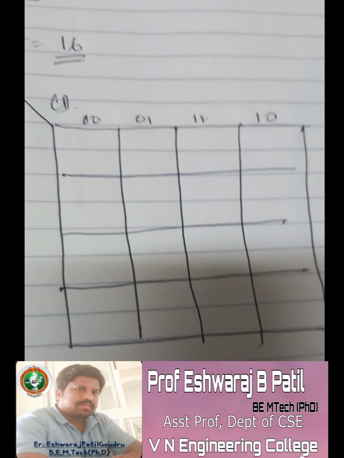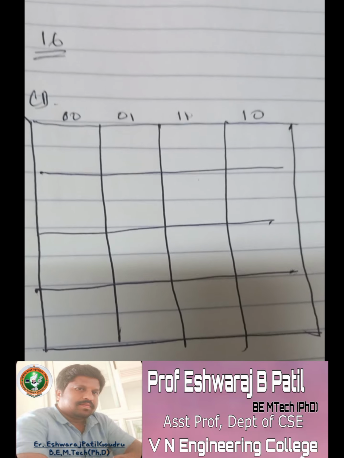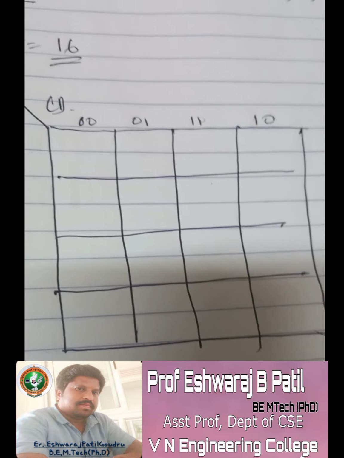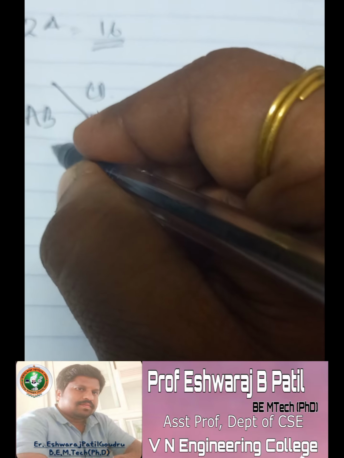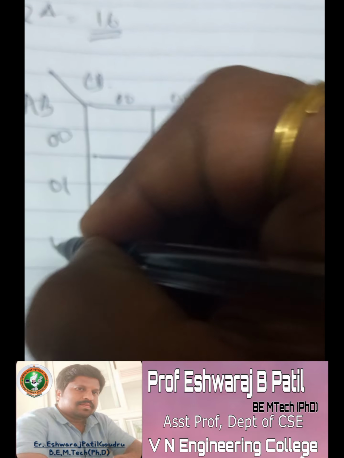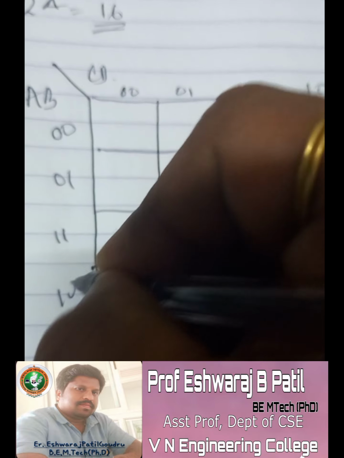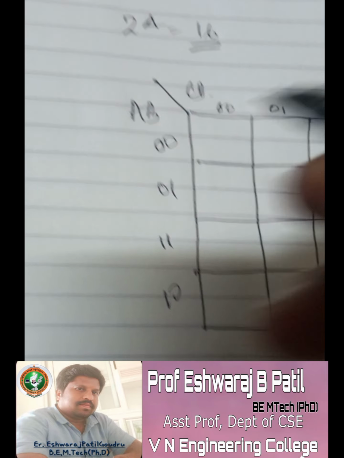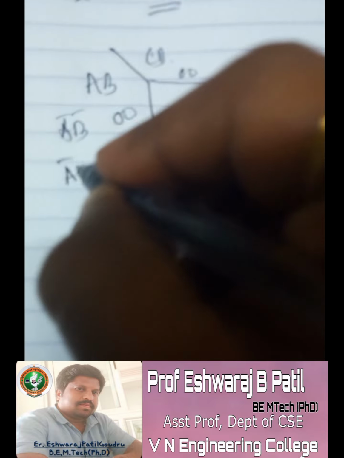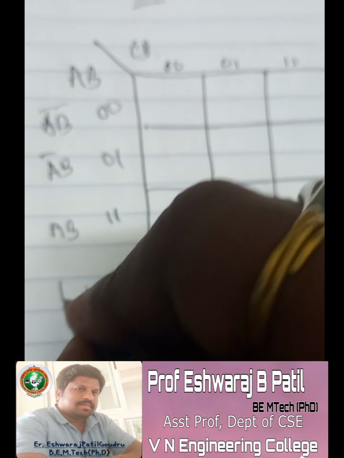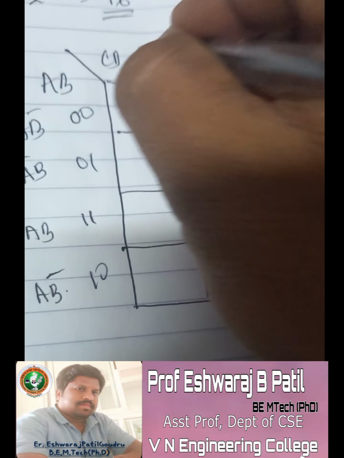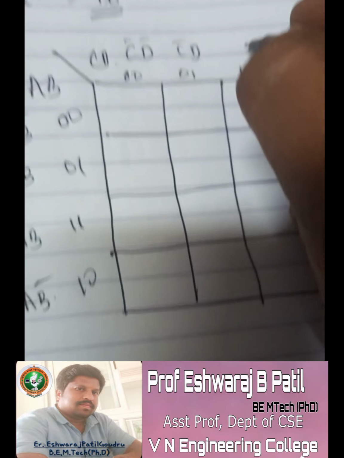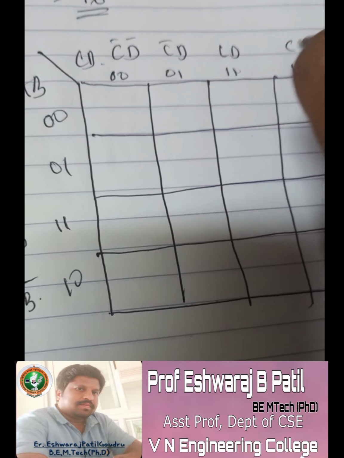There are 16 cells, 4 by 4, so I have 4 rows and 4 columns. Similarly, I can write the row side as 0 0, 0 1, 1 1, 1 0. Instead of writing it like this, I can write A bar B bar, A bar B, A B, and A B bar. Similarly, for the columns: C bar D bar, C bar D, C D, and C D bar.